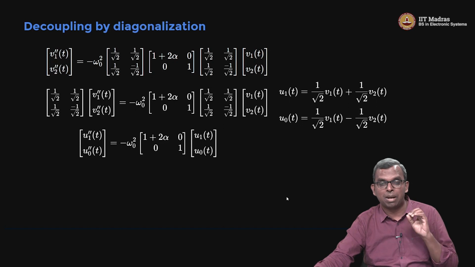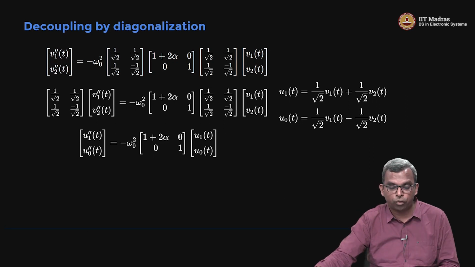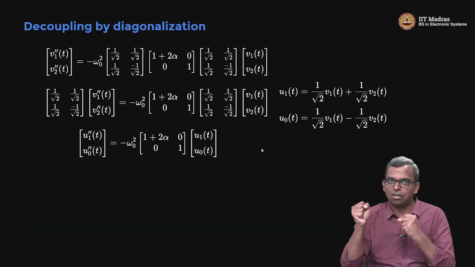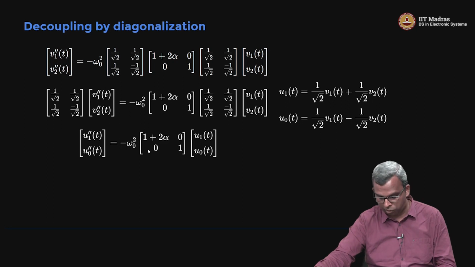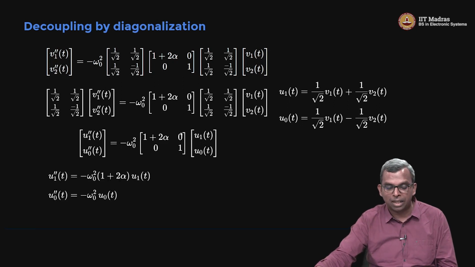Note this little bit of magic here. I have gotten rid of the off diagonal element here. Initially I had that alpha and that was preventing me from solving it. Now I have gotten rid of it and now I can solve this. The reason is you just multiply this out and write it. This equation is nothing but u1 double prime of t is minus omega naught squared into 1 plus 2 alpha times u1 of t, and then u0 double prime is minus omega naught squared into u0 of t.